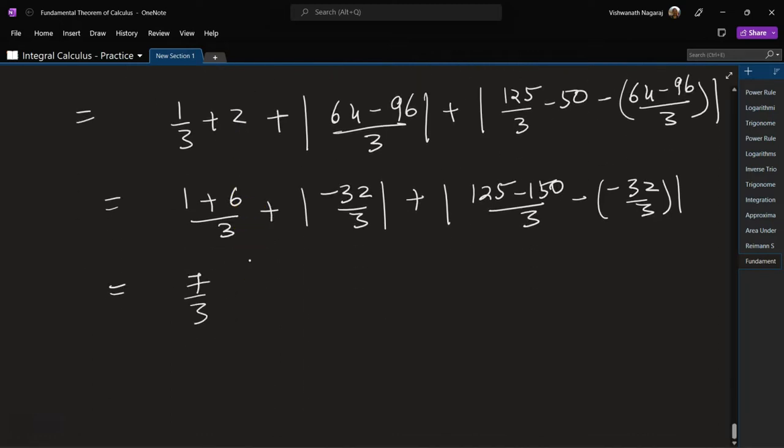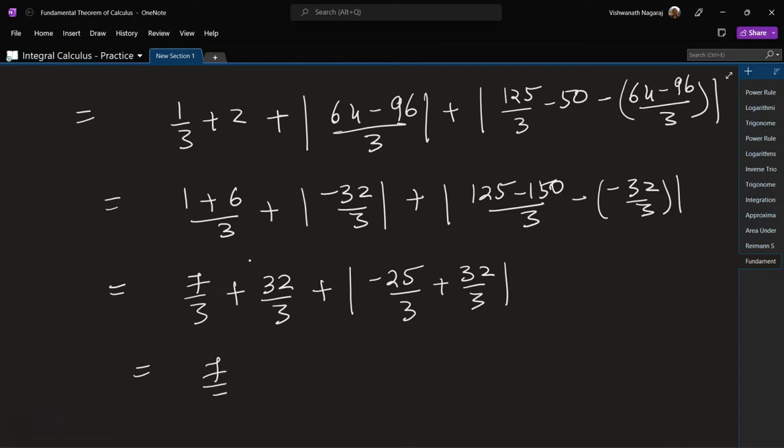So this becomes 7 by 3 plus 32 by 3 plus, again let's carry it a few more steps, minus 25 by 3 plus 32 by 3, which gives us 7 by 3 plus 32 by 3 plus, this gives us a positive term. So 32 minus 25 is going to be 7 by 3, which gives us 32 plus 7 is 39, 39 plus 7 is 46 by 3. So that is the integral.